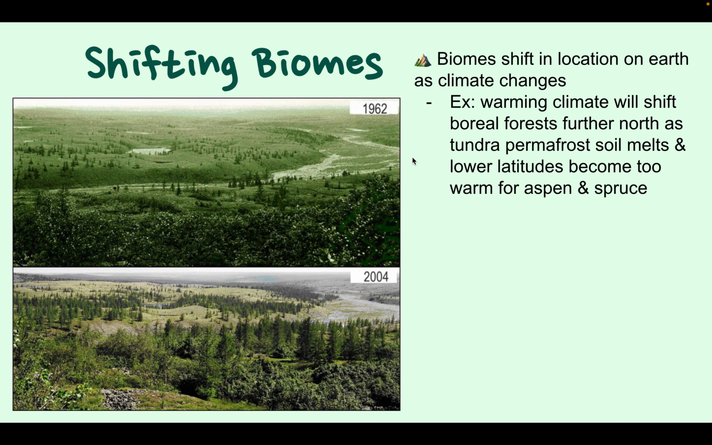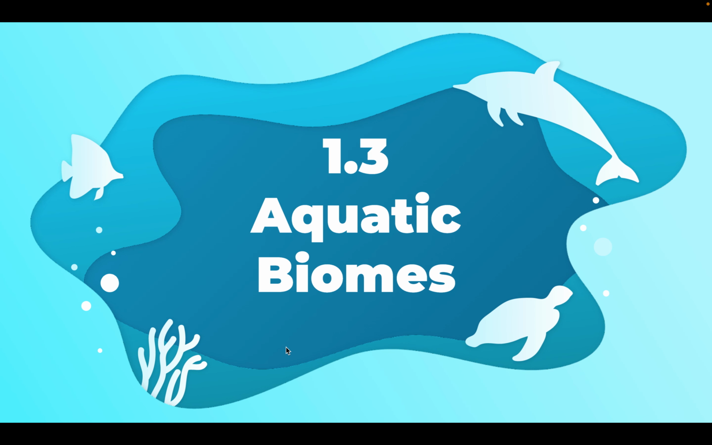So here's a good example of that. So 1962, this is what it looked like at that point. Notice not a lot there growing. And then 2004, you have those trees that have really sprouted up. So this was low growing. Now you have larger trees in those areas because they do better in warmer weather, which is in that section. Okay, so that's what you need to know for 1.2.